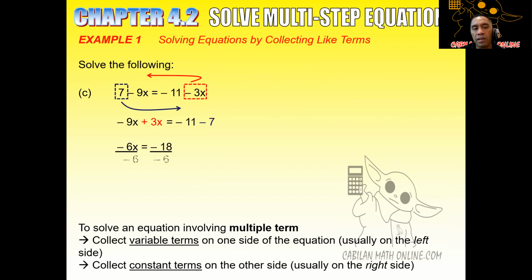And divide both sides by negative 6 because that's the coefficient. And this will give me an answer here: x is equal to 3. Okay, so again, anytime you see letters on both sides of the equal sign, gather the letters to the left and numbers to the right. Okay, and then from there, simplify and solve.